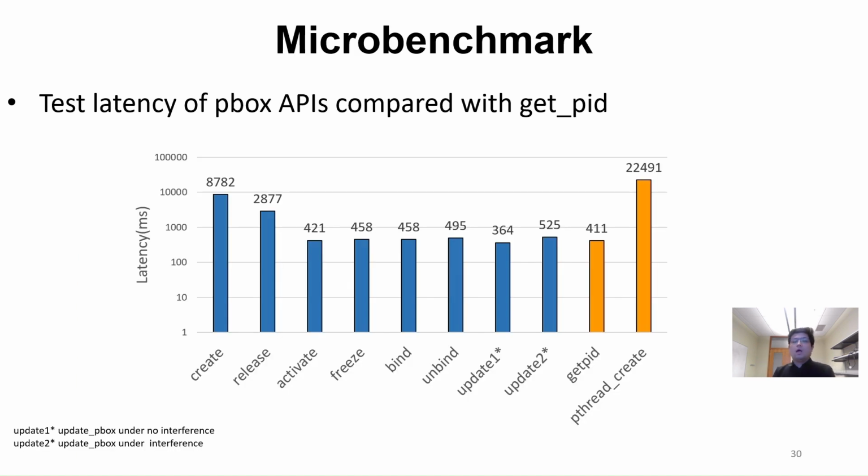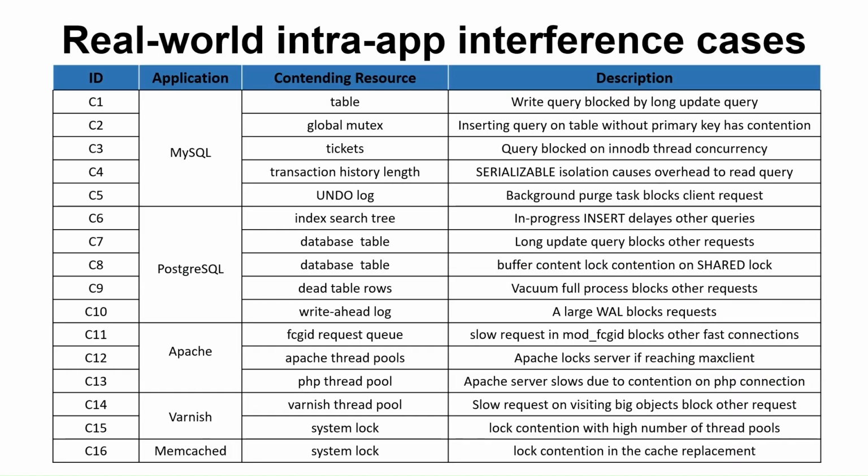We start with a micro-benchmark. We test all 6 pBox APIs and compare the pBox create latency with pthread create. We show that pBox creation is 3 times faster than thread creation, and the latency for the rest of the APIs is close to the getpid syscall, which is very lightweight. We then test pBox on real-world applications.